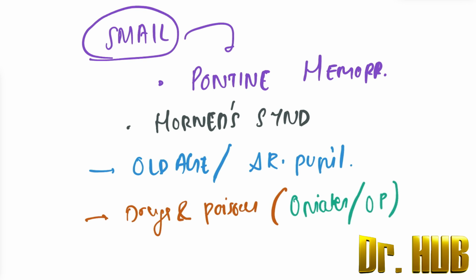So to recap, the pontine hemorrhage, the Horner syndrome, the old age, AR pupil, as well as the drugs and poisons, that is opiates and the OP, organophosphates.